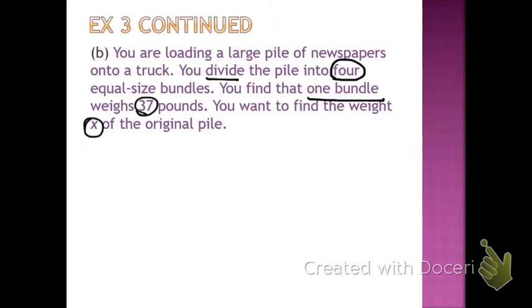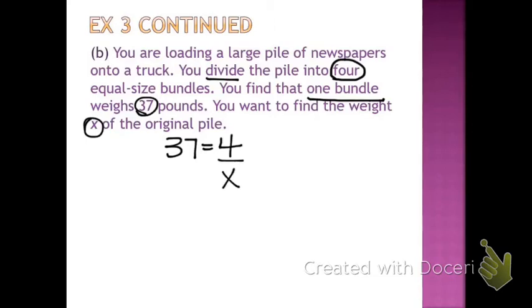You want to find the weight X of the original pile. So if you're visual like me, visualize. You've got one big stack of newspapers. You're trying to take that stack and divide it into 4 equal bundles. You know that one of those bundles is going to be 37 pounds. So who is brave enough to tell me what they think the equation is for this one? Raise your hand. All right, Samuel. 37 equals 4 times x. Divide by x. Okay, all right, this is a good start.